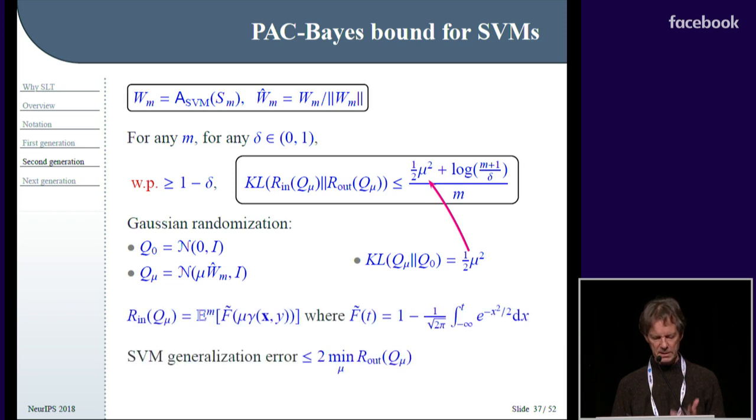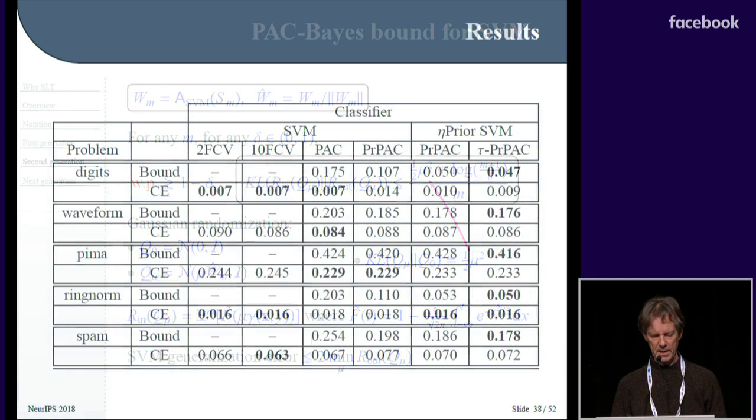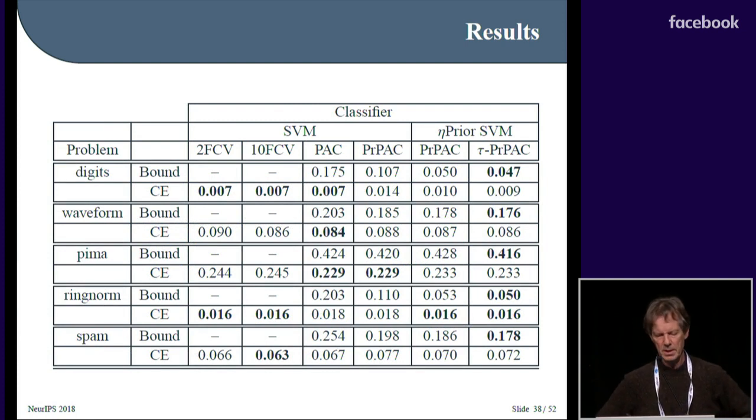Okay, so that's the form of the bound. And I just wanted to show you some performances that we've obtained on some simple data sets, just to give you a flavor of the quality of the bound that you can get. These are the data sets. And what we've applied here is twofold cross-validation, tenfold cross-validation. So we're also using the bound here to do model selection.